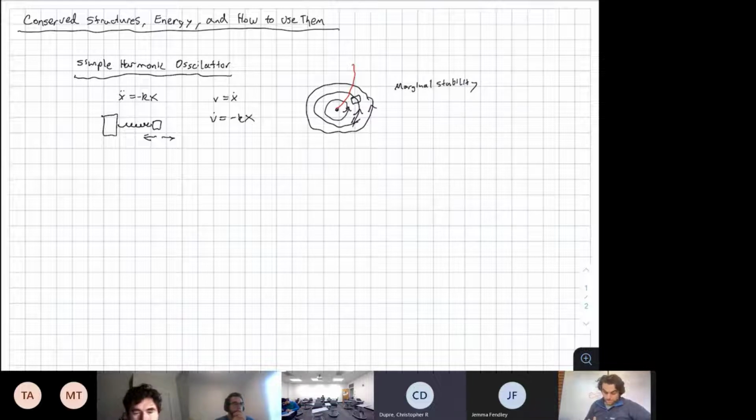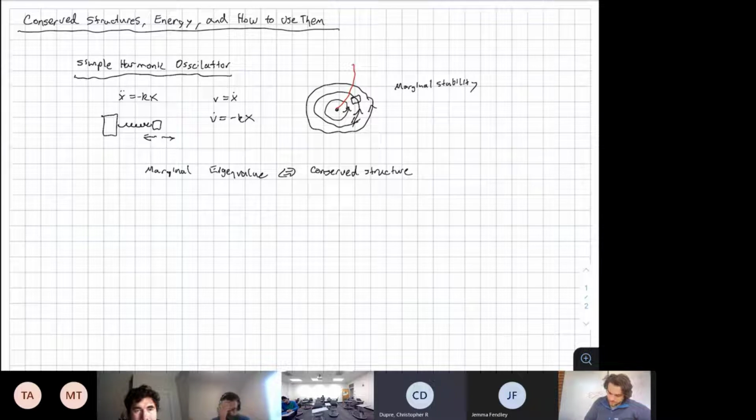So what's happening? Well, what's happening is, we see this marginal eigenvalue in the stability. It's corresponding to a conserved structure. And this is deeply related to the notion of a symmetry by Noether's theorem. So I won't go into that too much. We'll talk about that more later.